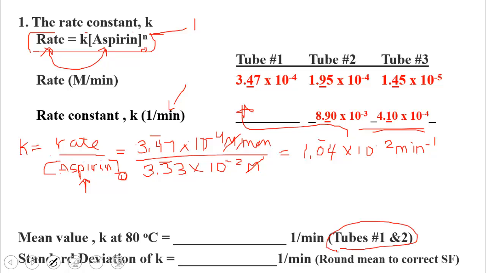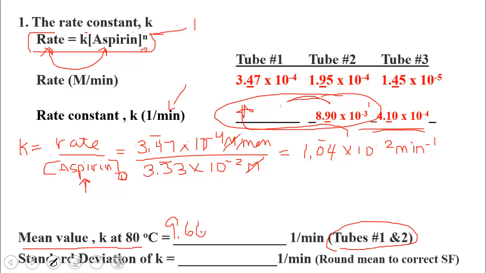Now, in test tube number 1 and test tube number 2 here, because they were at the same temperature, you will want to find the rate constant. The rates are different, but the concentration, remember, rate depends upon concentration. So we can use test tubes number 1 and 2 to find the mean value of the rate constant at 80 degrees. All I did was take my values of my rate constant for test tubes 1 and 2 and find the average. So I found with my fake data 9.66 times 10 to the minus 3 reciprocal minutes. And then of course find the standard deviation.